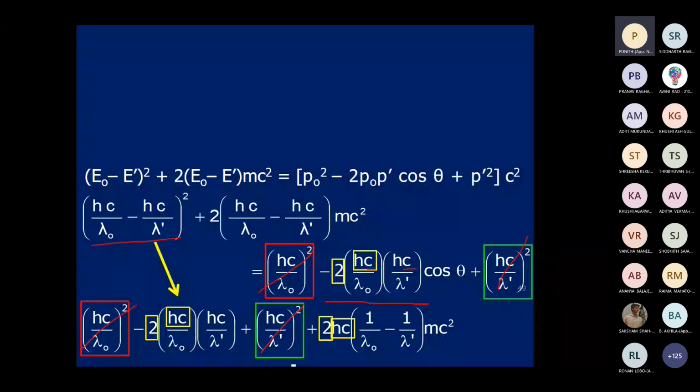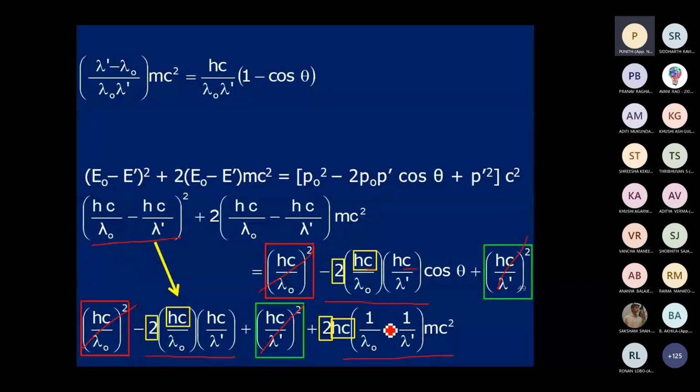You can just take this term. It can be written as (lambda dash minus lambda naught) into lambda dash into mc square. And what you are left with here is this term goes here, right? And take this term. You have hc by lambda naught lambda dash common. After 2hc is cancelled, you are left with hc by lambda naught lambda dash as a common factor here. So you have 1 here and cos theta here, minus cos theta here.